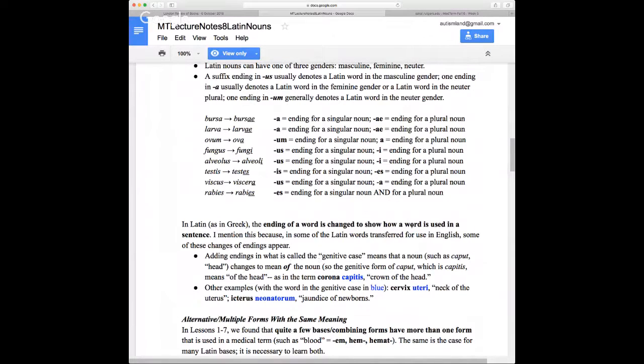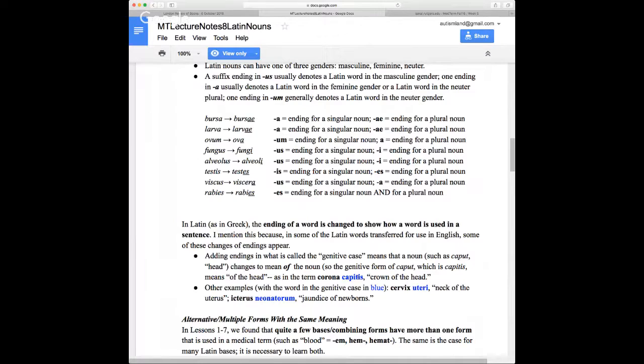So for instance, take this noun caput, which means the head, and the noun corona, which means a crown. Well, the genitive form of caput is capitis. The is is the ending, the caput is the stem. So this word literally means the crown, corona, of the head, top of the head, because capitis is in what we call the genitive case.